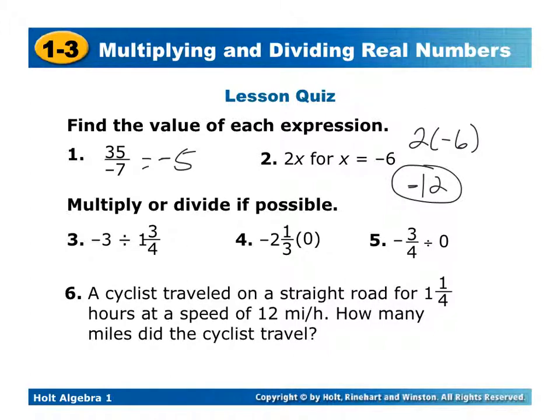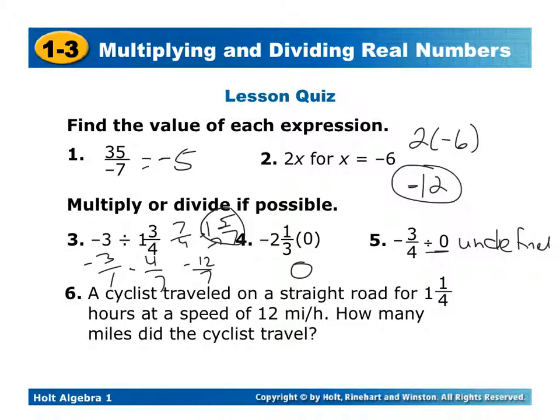Negative 3 divided by 1 3/4. So we have negative 3 over 1 times, I'm going to take this, 4 times 1 plus 3 is 7, so this is 7/4. So it becomes 4/7, which would be negative 12/7. Or, if we change it into a mixed number, negative 1 5/7. 2 1/3 as a negative times 0 is just going to be 0. Here, because we're dividing by 0, it is undefined.